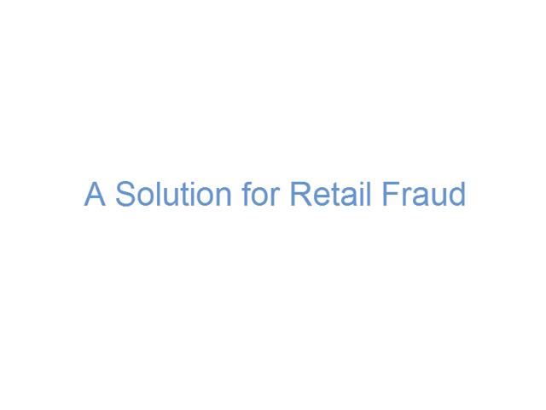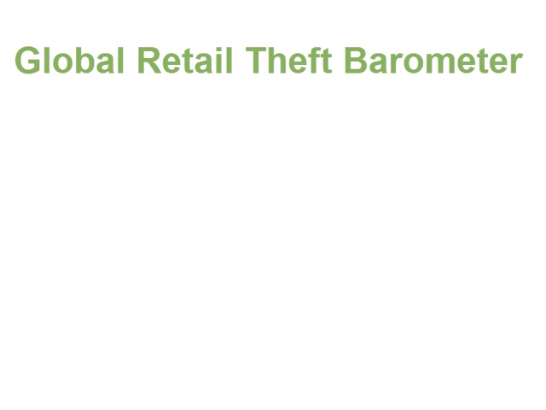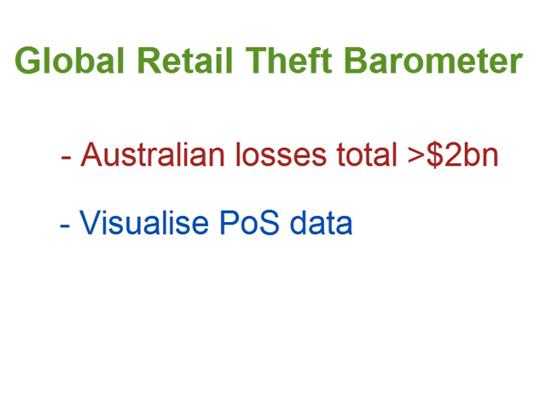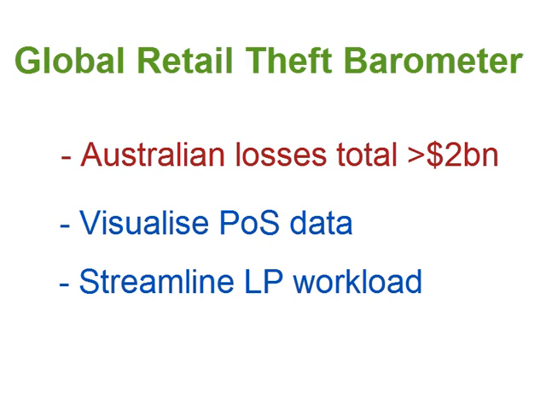Today we'll look at Netmap as a solution for retail fraud. According to the Global Retail Theft Barometer, Australian retailers lost over $2 billion in 2011 to theft. Netmap is a software solution that visualizes point-of-sale data in such a way that loss prevention analysts can spend less time on the rows and columns of spreadsheets and databases and more time on the real work of putting a stop to theft and those who commit it.